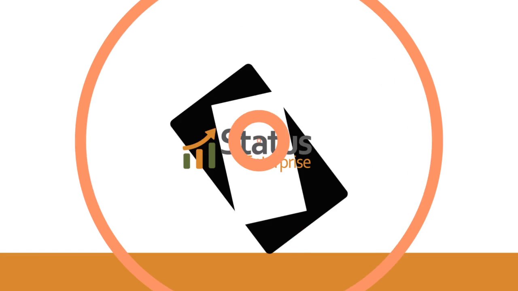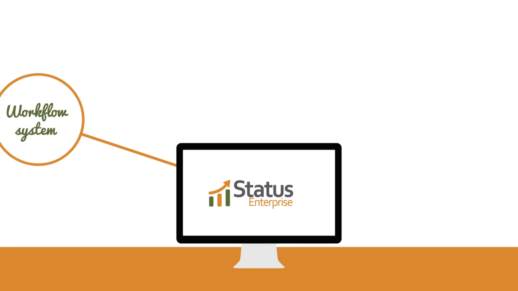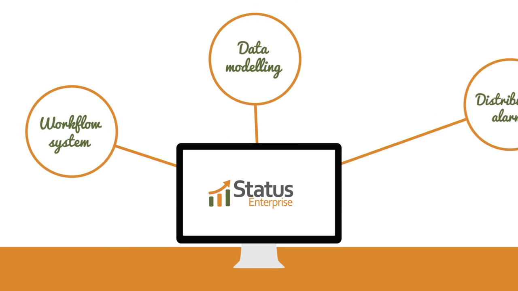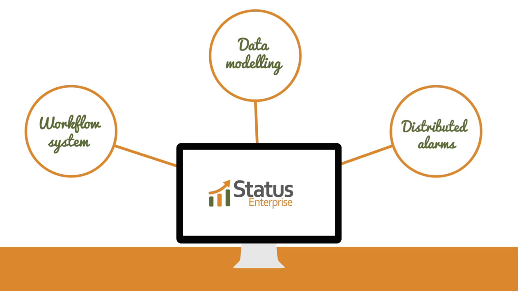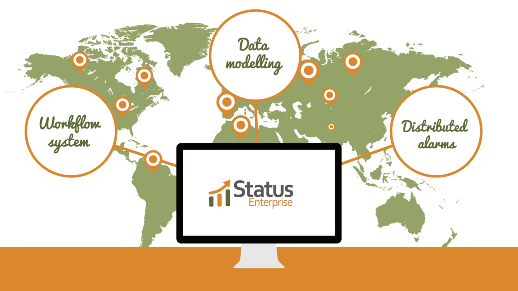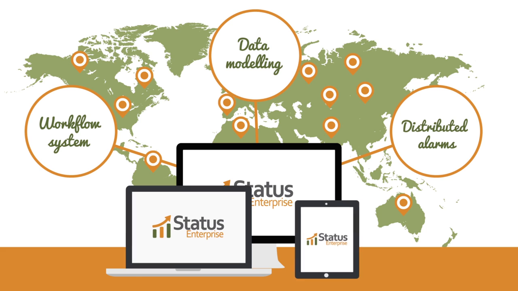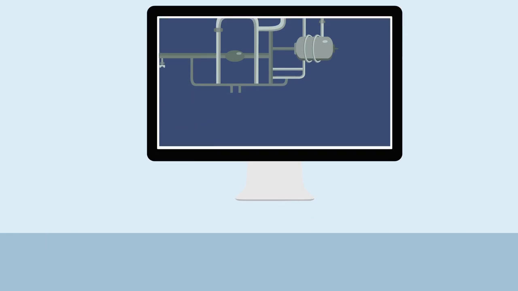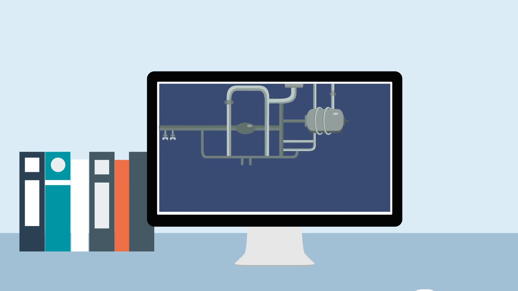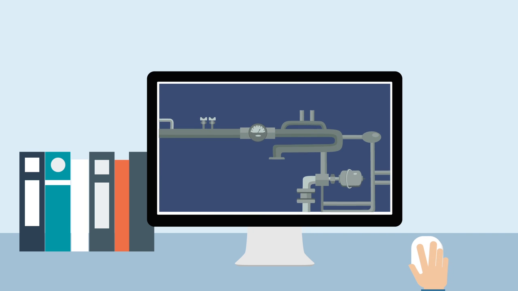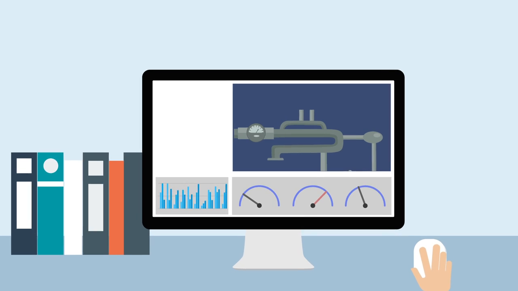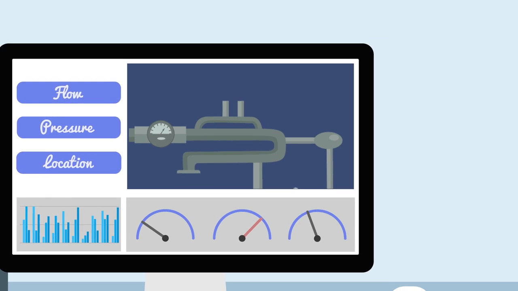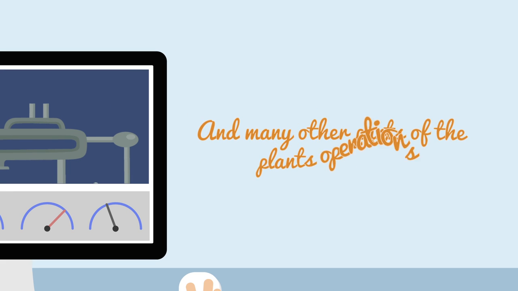Status Enterprise is much more than a SCADA system, mainly because it incorporates many additional functions such as the workflow system, data modeling, distributed alarms, statistics and reporting, and can be accessed remotely with any device. Additionally, it integrates with the most advanced geographical information systems available on the market, allowing Luis to visualize the water supply pipe networks, the hydrants, and other mapped elements, as well as to read and modify data such as the flow, the pressure, the location of the water maintenance equipment, and many other parts of the plant's operations.